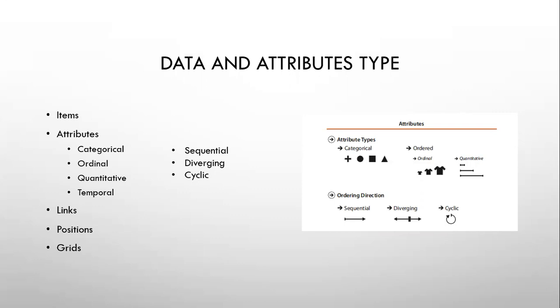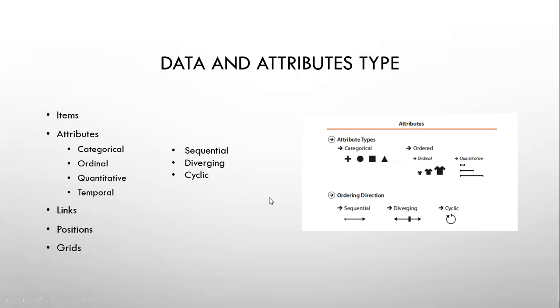And we can be more specific about the attributes. An attribute can be categorical, which is used to classify the target into a certain category; ordinal, which is used to order the target; or quantitative, which can measure some magnitude. Also, there is a special attribute called temporal attribute, which is the attribute linked to time.